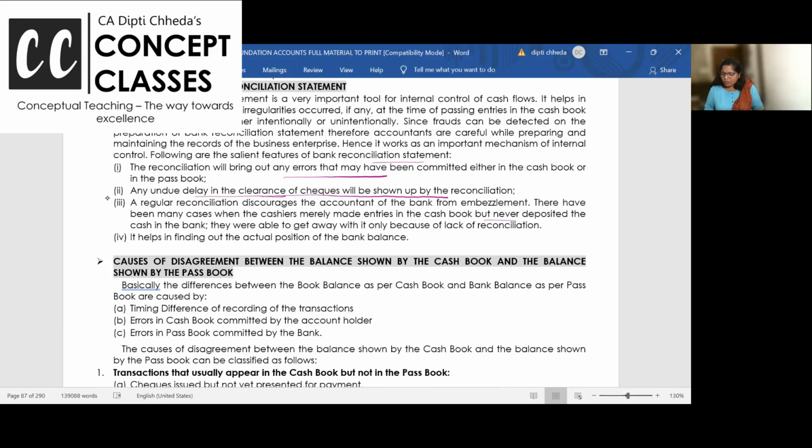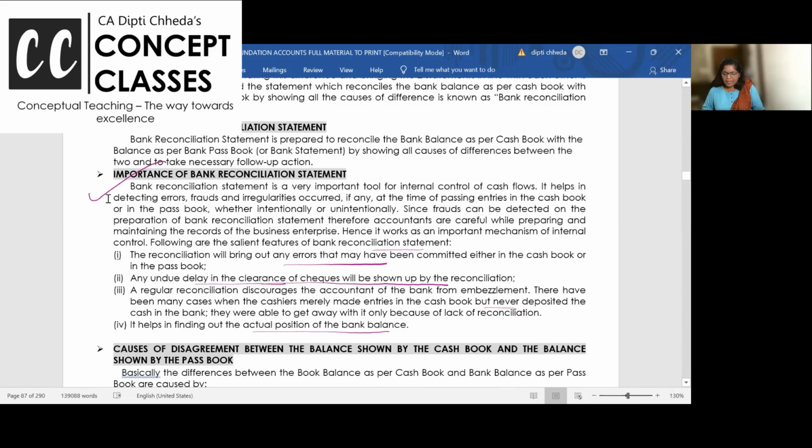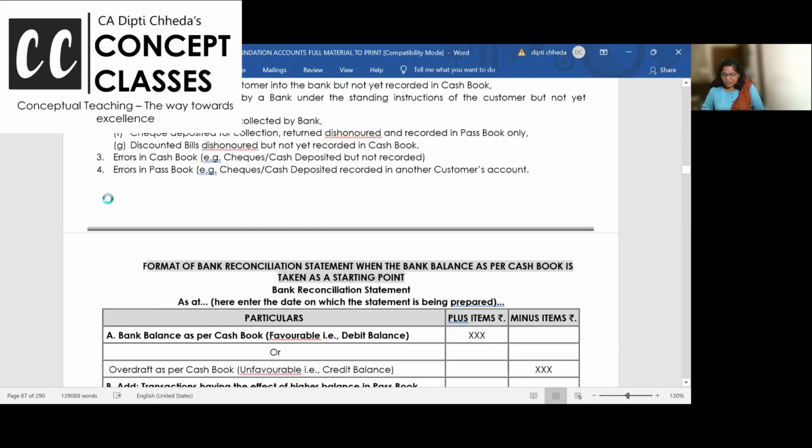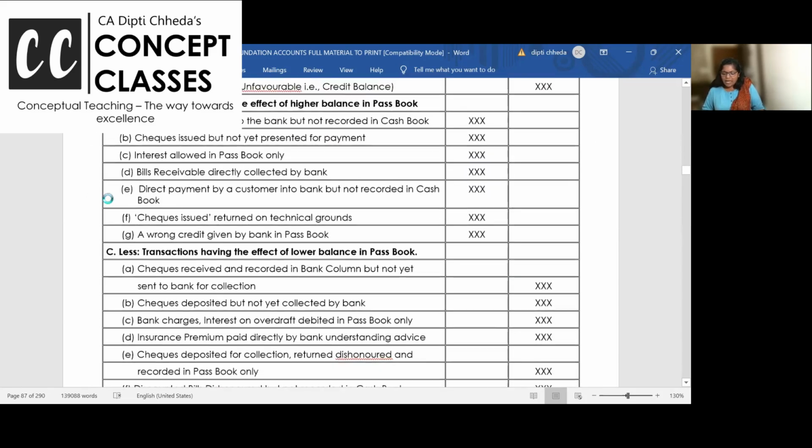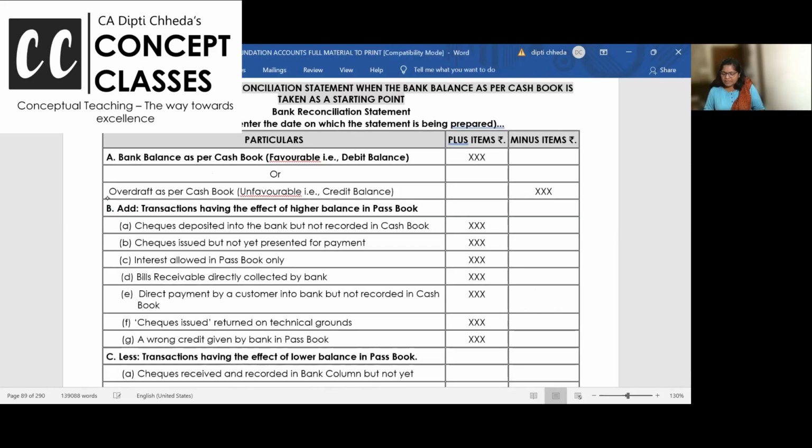You will analyze more in Inter. It helps in finding out the actual position of the bank balance. When you reconcile, things are clear that your balance is 313, their balance is 365. This is the reason. Okay. So make sure if they ask you a theory question, you are able to write it. I hope now you will understand this.